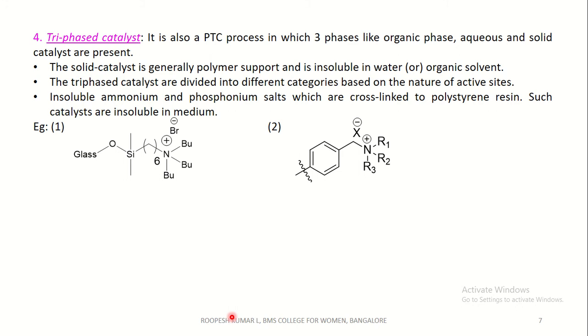Insoluble ammonium and phosphonium salts, which are cross-linked to polystyrene resin. Such catalysts are insoluble in the medium. This is the best example of a tri-phase catalyst. And you can see a polymer with a repeating unit here, and another repeating unit here.